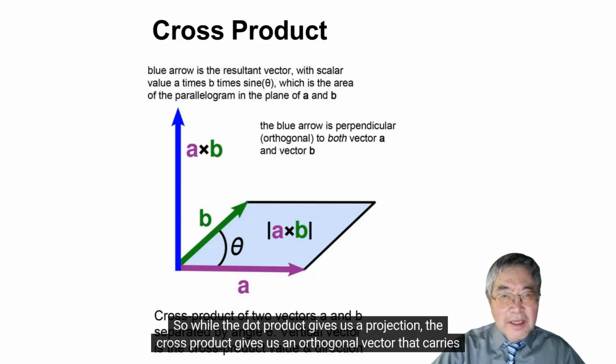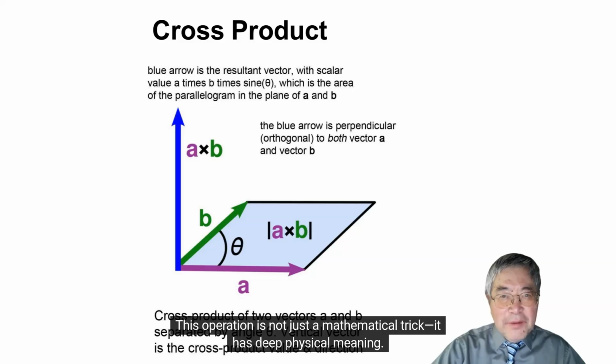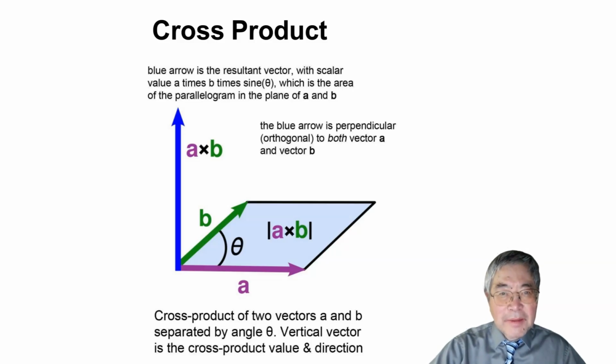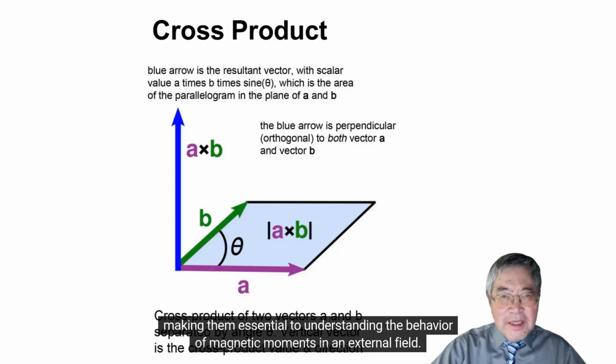So while the dot product gives us a projection, the cross product gives us an orthogonal vector that carries both magnitude and direction. This operation is not just a mathematical trick, it has deep physical meaning. In MRI physics, cross products appear naturally when we describe torques, angular momentum, and precession, making them essential to understanding the behavior of magnetic moments in an external field.